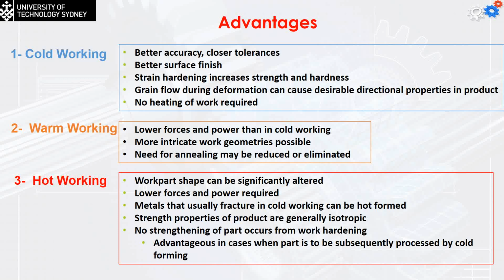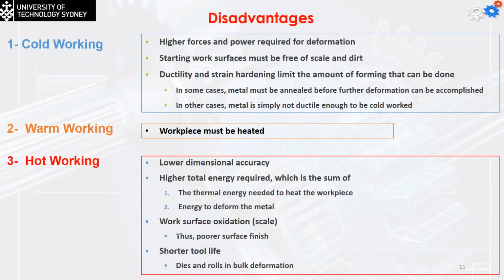First one is for cold working: we require higher forces and power for the deformation because strain hardening is going to make things worse. The starting work surface must be free of scale and dirt to prevent fracture. The ductility and the strain hardening limit the amount of deformation that can be done. Otherwise, it's going to fracture.